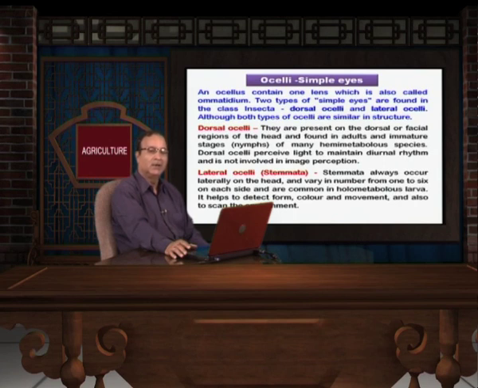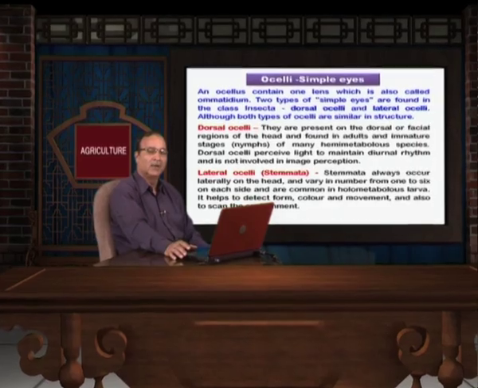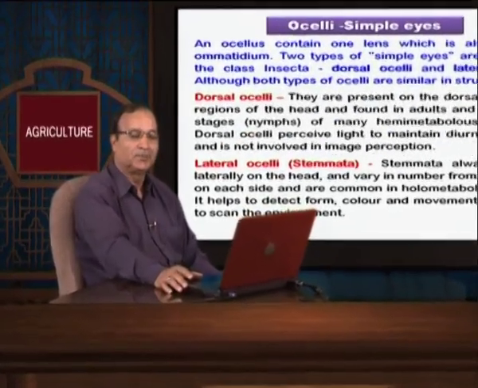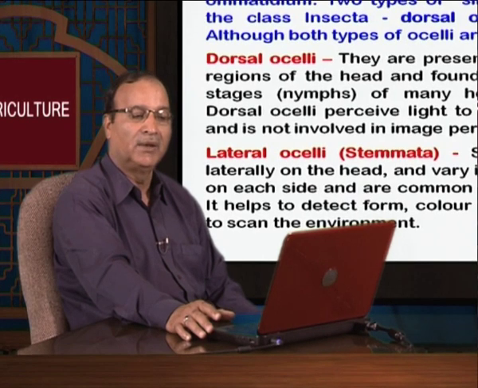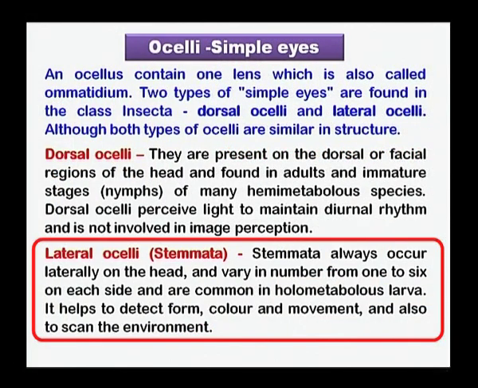Similarly, the lateral ocelli, which are also known as stemmata, are present on the lateral side of the head and the number varies from 1 to 6. They mostly help the insect to detect form, color and movement, and they are also helpful to scan the environment.